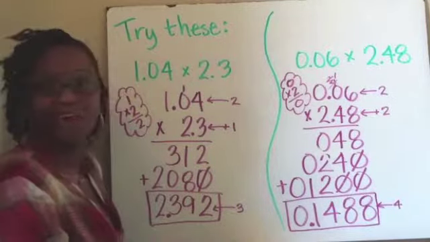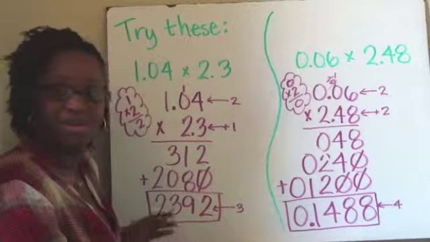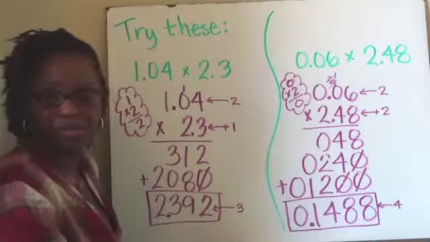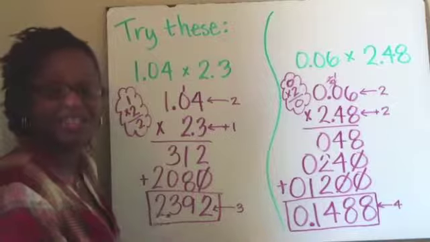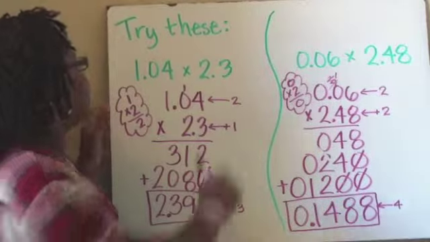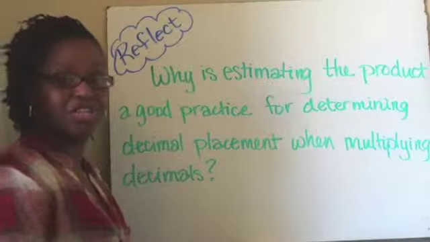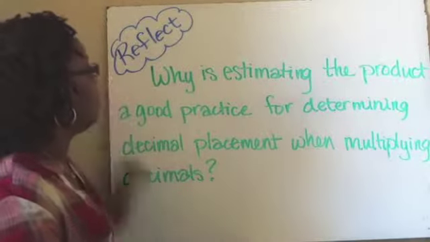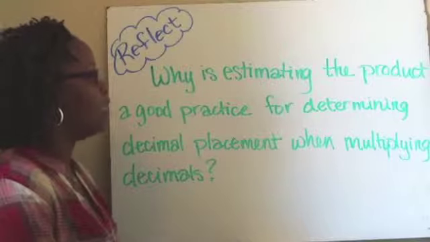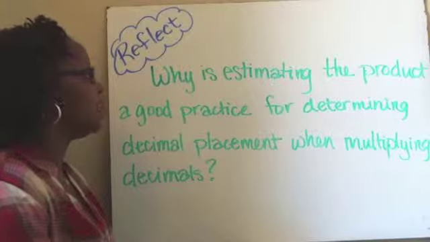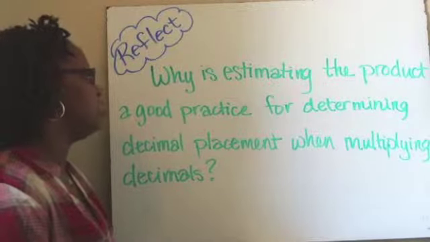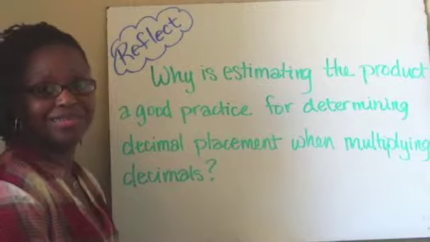Alright? So hopefully those went well for you. If you need to, you know to rewind, rework the problems, take it at a slower pace if you need to. All right, and before you get done, make sure that you do your reflection. It should be at least 2 complete sentences. And today's reflection question is, why is estimating the product a good practice for determining decimal placement when multiplying decimals?